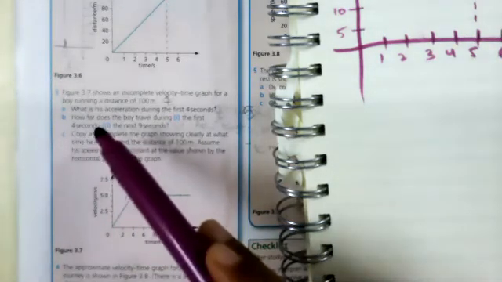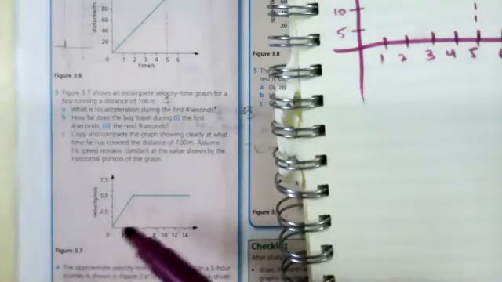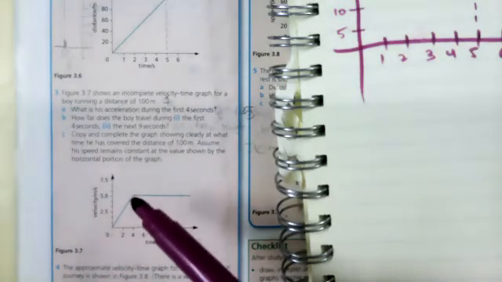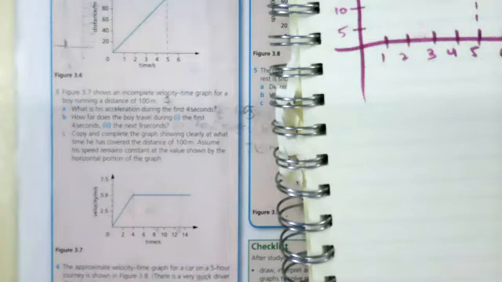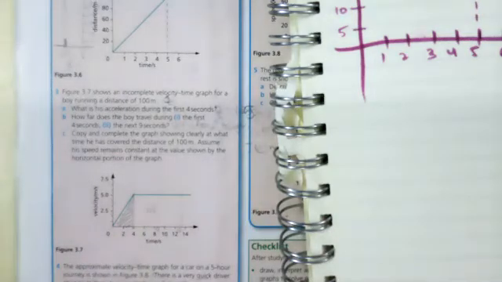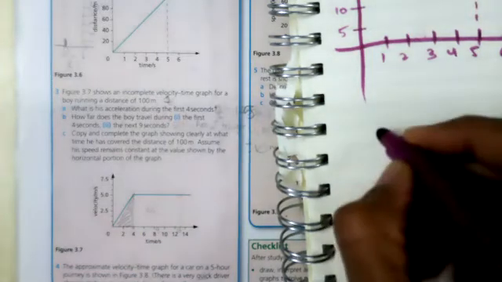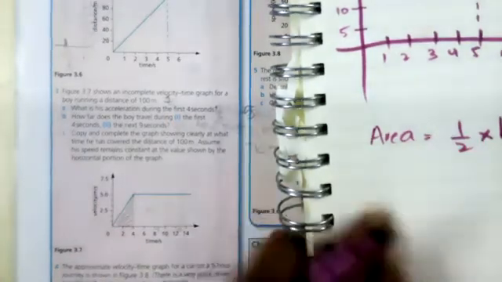5 divided by 4, which is 1.25 meters per second square. Okay, how far does the boy travel during the first 4 seconds? How will you calculate the distance traveled? The area under the graph. And the area under the graph is a triangle. How do you calculate the area of a triangle? Half into base into height.